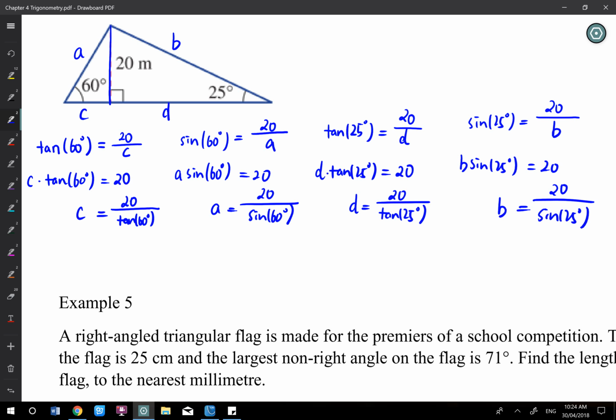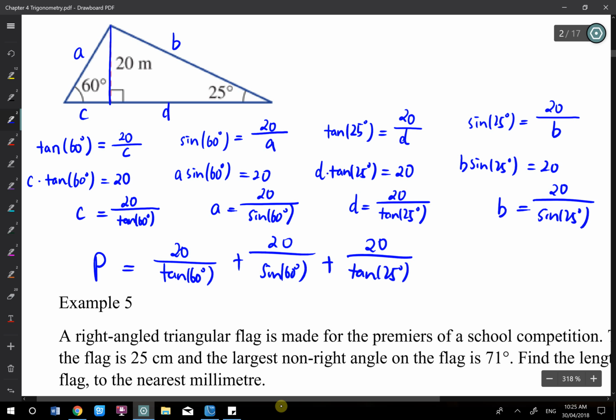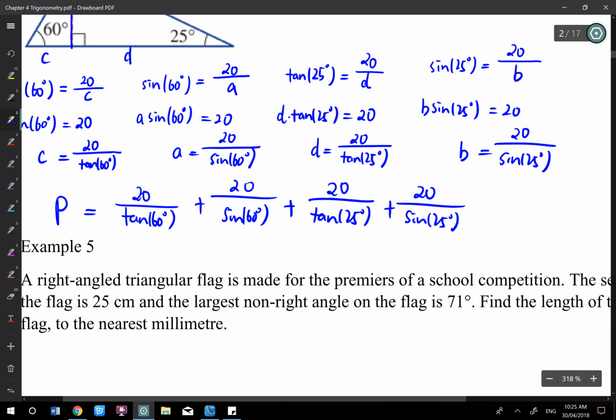Yes? All of this goes into the calculator and Ctrl Enter. Just say perimeter equals 20 over tangent 60 plus 20 over sine 60 plus 20 over tan 25 plus 20 over sine 25. And then press Ctrl Enter. Okay, here.